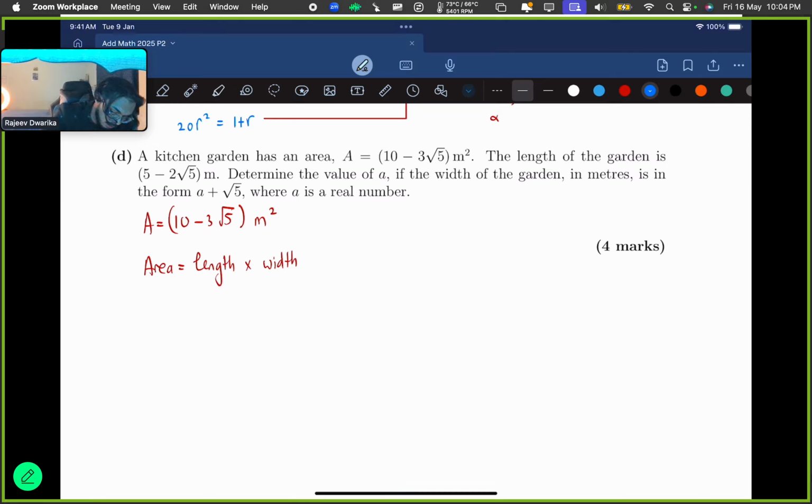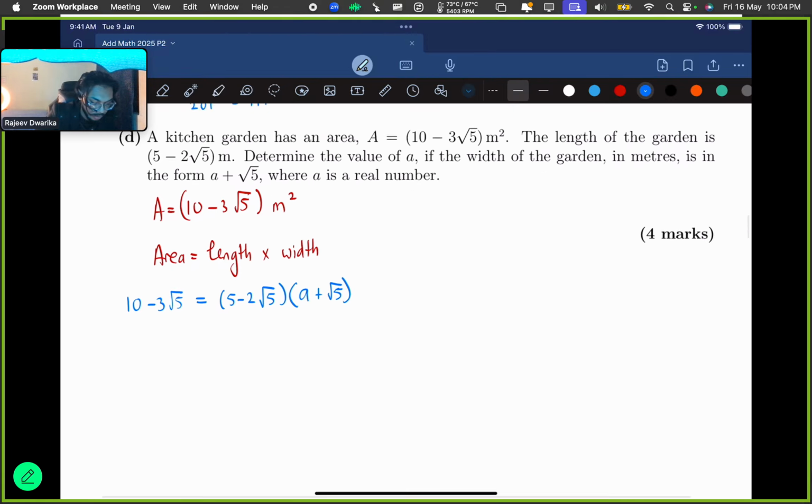So I'm going to plug in everything I know. 10 minus 3 root 5. What is the length? 5 minus 2 root 5. And what form is the width in? A plus root 5, where A is a real number. Right. So I want you to understand what I'm doing here. I'm making an equation. They're telling me that the width is in the form A plus root 5. So that's what the width is. We just don't know what A is. So you're okay with everything I did so far. This is what you did in the exam, right?